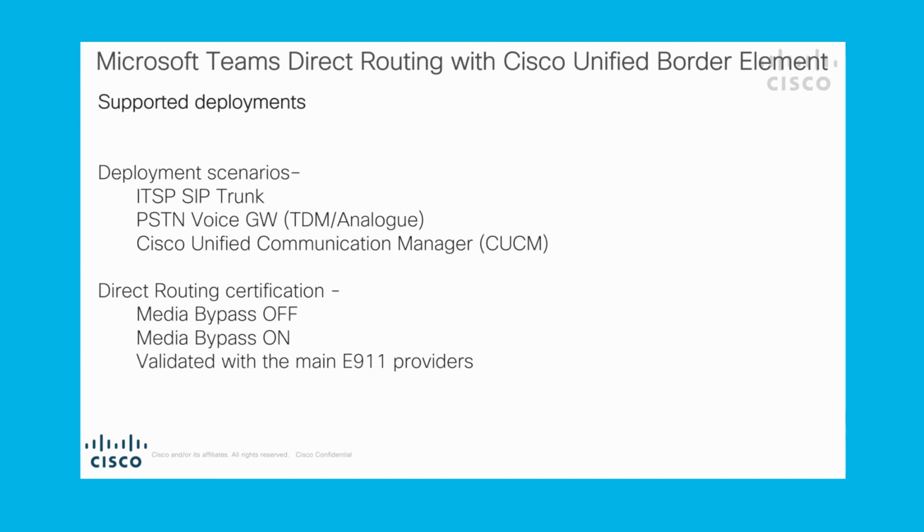The Cisco Unified Border Element can be deployed in a number of scenarios. Not only do we support Internet Telephony Service Provider SIP trunks on the PSTN side, but we also support PSTN voice gateways such as TDM, ISDN, analog, etc. We're currently validating the Cisco Unified Communications Manager on the PSTN side. The Microsoft Teams Direct Routing certification for the Cisco Unified Border Element includes media bypass off and will soon include media bypass on. It also includes enhanced 911 with the main service providers.